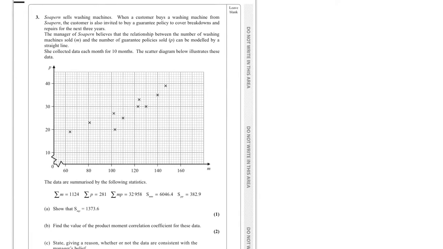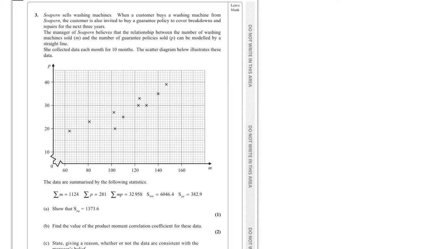Okay, question 3. Soapern sells washing machines. When a customer buys a washing machine, the customer is also invited to buy a guarantee policy. The manager believes there is a relationship, M being the machines and P being the policies, and it can be modelled by a straight line. She collects the data for 10 months. What does that tell me? N equals 10. Okay? So if N equals 10, we can then go from there. So, let's have a look.